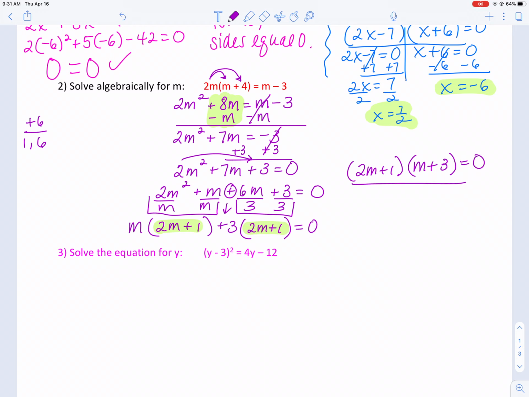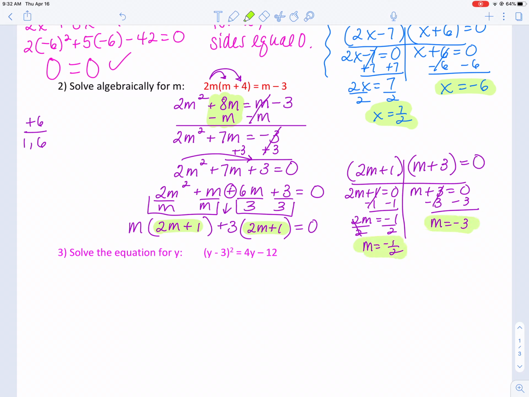So now, again, they want to solve for m. What would m equal? Take each factor, set it equal to 0. So to get m by itself, move the 1. 0 minus 1 is negative 1. And when you divide by 2, m equals negative a half. Here, easier, m equals negative 3. So those are your two solutions, negative a half and negative 3.